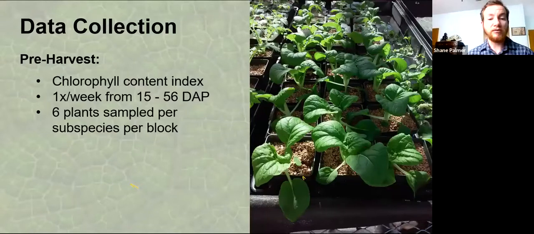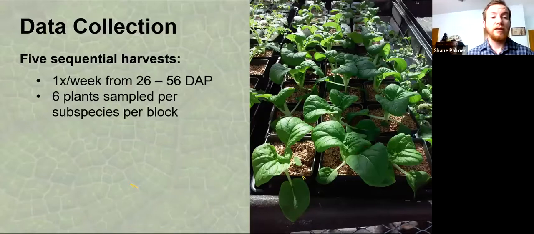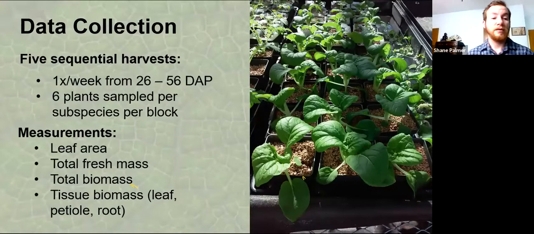Again, I took repeated measurements of the chlorophyll content index, once a week, starting from 15 days and all the way up to 56 days after planting. For each measurement, I sampled 6 plants per subspecies per block. Then I performed 5 sequential destructive harvests, once a week, starting from day 26, and 6 plants were sampled for that as well. The measurements that I took for the harvest were leaf area, total fresh mass, total biomass, and the individual tissue biomass of the leaf, petiole, and root.